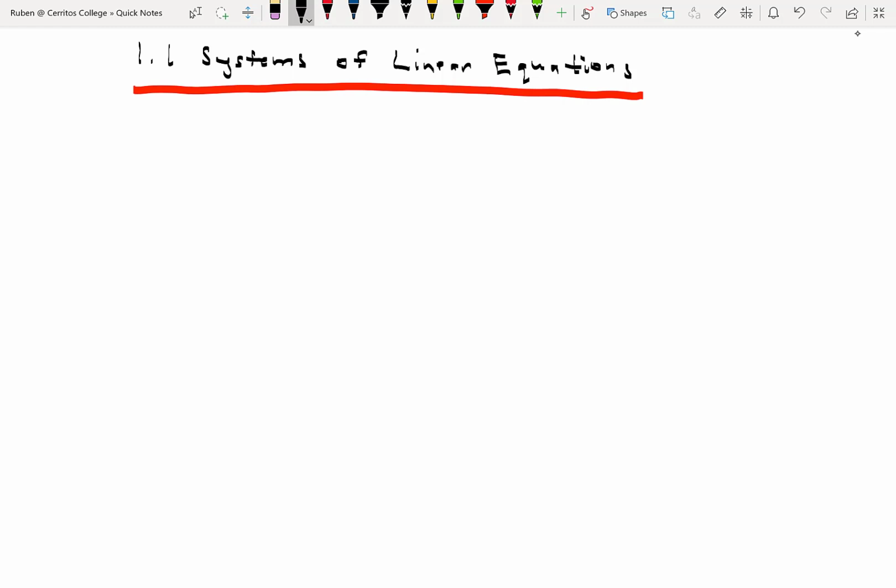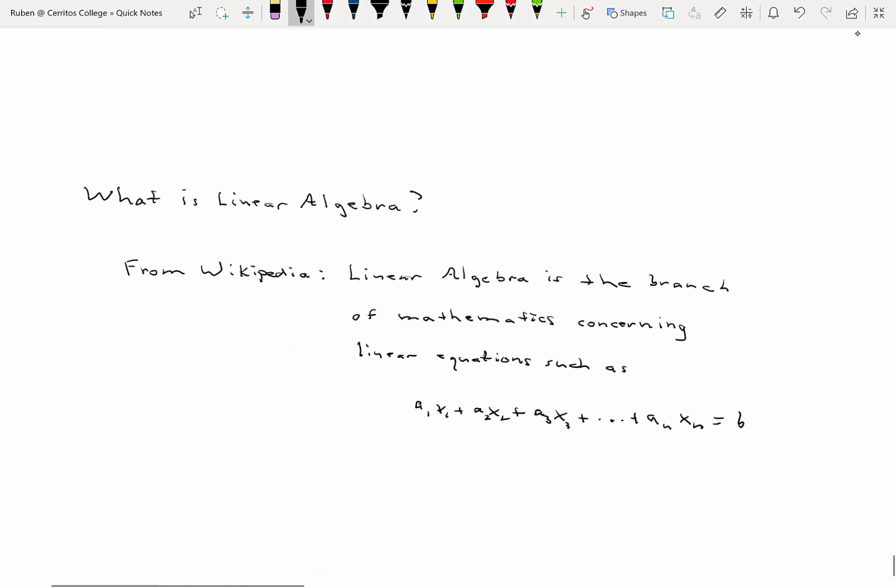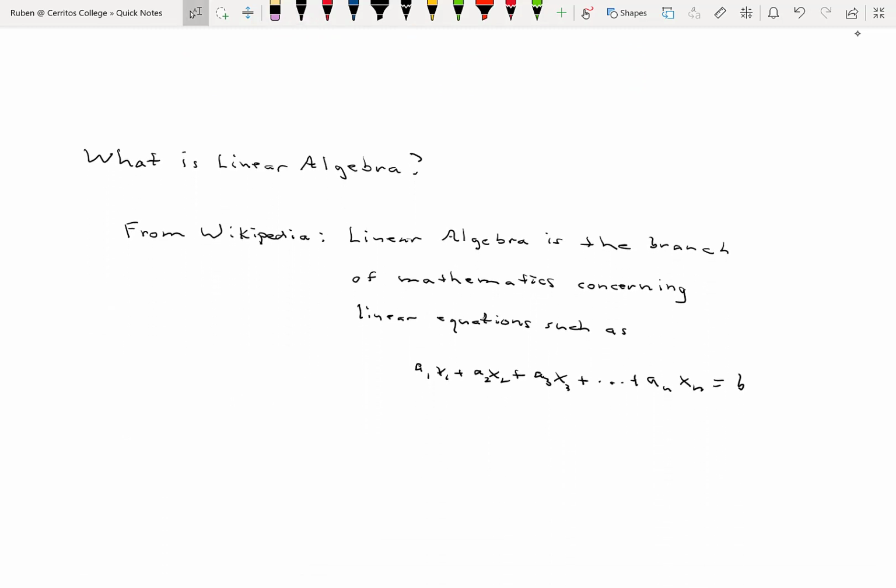The first topic, linear algebra, to get an idea of a really nice short definition, I went to Wikipedia, and Wikipedia says that linear algebra is the branch of mathematics concerning linear equations, such as the one there, a1x1 plus a2x2 plus a3x3, etc., plus anxn equals b. These equations are called linear equations, and we can kind of see why they're called linear equations.